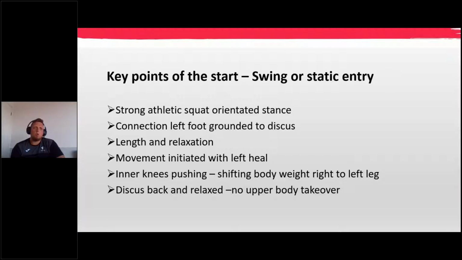Length and relaxation, okay? It's all about having that strong, powerful position, but then to be long and relaxed. Movement is initiated with the left heel, inner knees pushing out, which I will explain a little bit more in the slides coming up. Shifting body weight from right to the middle, and then obviously onto the left leg. Discus back and relaxed, and really no upper body takeover, okay? The upper body is really a passenger to that lower body in the start of the throw. All that is meant to do there is keep the discus back, keep relaxed, and really create that separation, create the orbit, create the distance traveled by the discus.